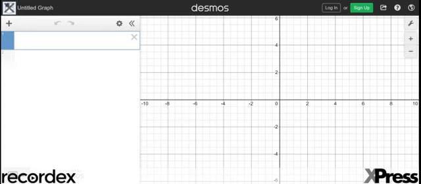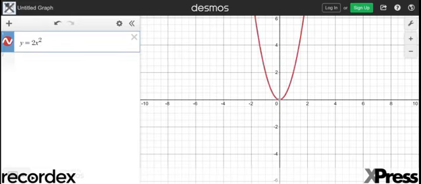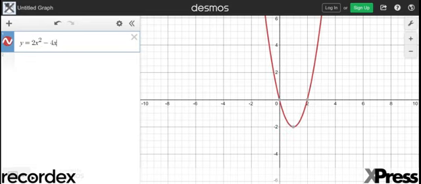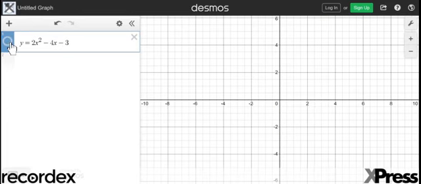So I'm in Desmos, and I'm going to start with my equation. I'm just going to write the equation here, even though I don't really care about using it. And I'm going to show you how to turn it off so it doesn't show up in the picture. But y equals 2x squared minus 4x minus 3. Now, if I click this little color on the left, it goes away. I just want the equation typed here so I can see it.